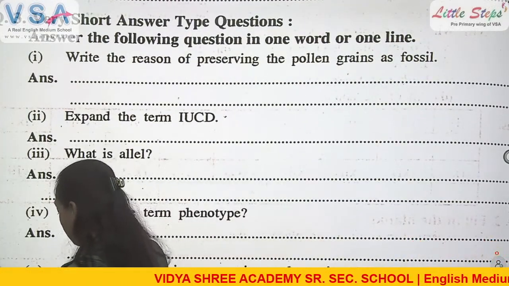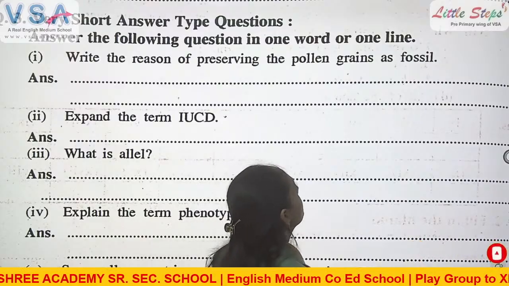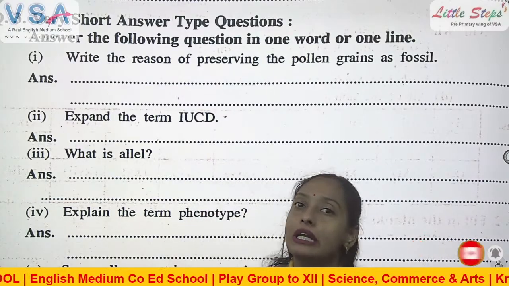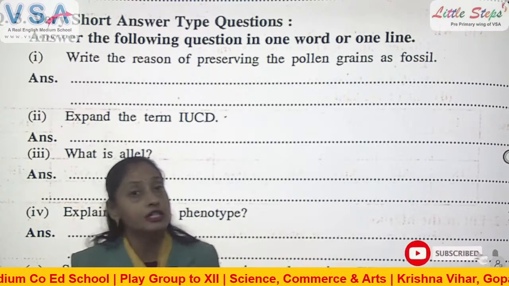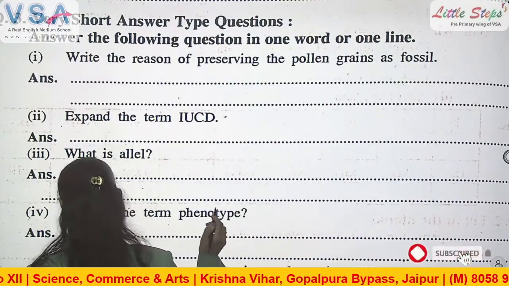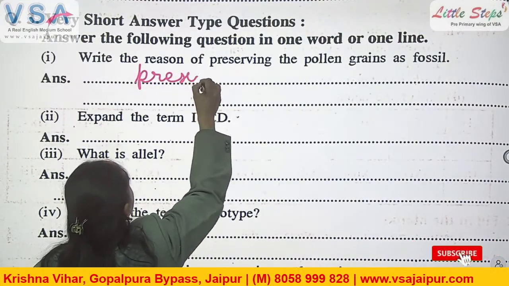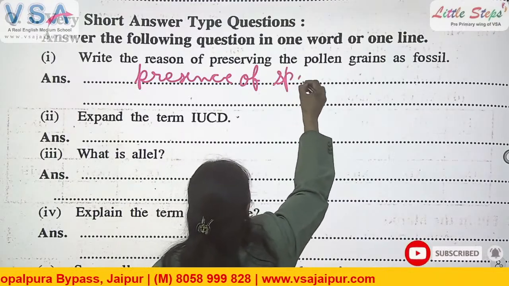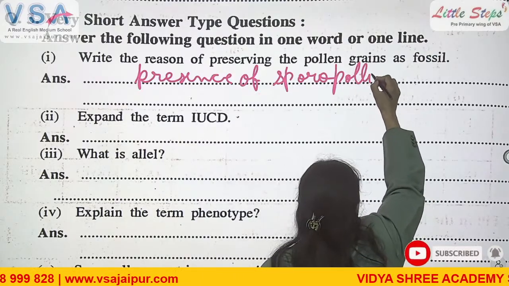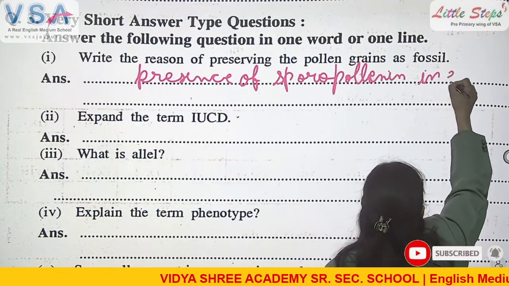Now these are the very short question answer. Okay, write the reason of preserving the pollen grain as fossils. क्यों प्रिजर्व करते हैं? बिकॉज द प्रेजेंस ऑफ स्पोरोपोलेनिन. किसकी वजह से हम करते हैं? स्पोरोपोलेनिन की प्रेजेंस की वजह से. जो कहां पे होता है? एक्साइन ऑफ पोलन ग्रेन. तो हम लिख सकते हैं प्रेजेंस ऑफ स्पोरोपोलेनिन. ठीक है, कहां पे होता है? इन एक्साइन ऑफ पोलन ग्रेन.